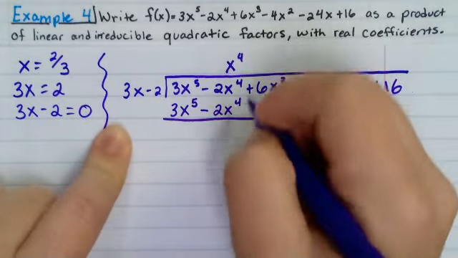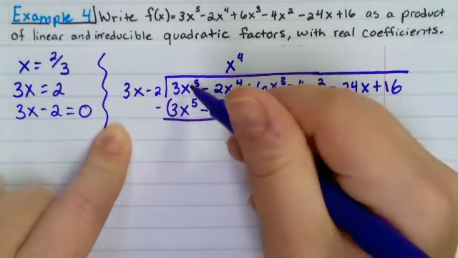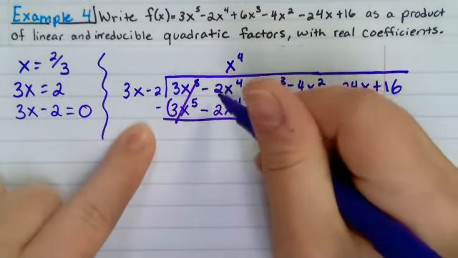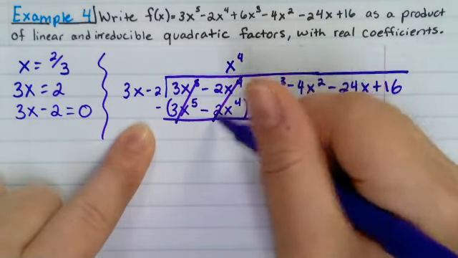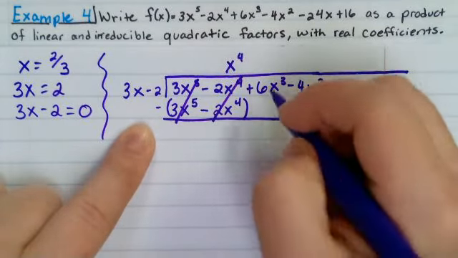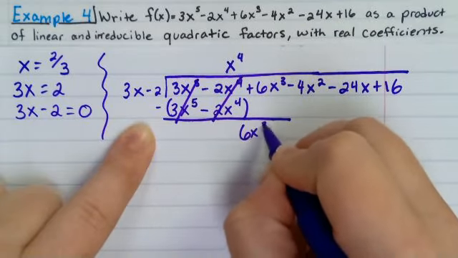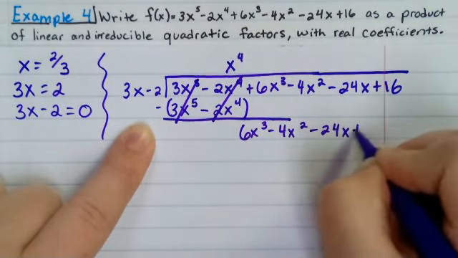Then we subtract. When I do, the 3x to the 5th minus 3x to the 5th goes away. Negative 2x to the 4th minus a negative 2x to the 4th also goes away. I'm just going to bring the other terms down. We have 6x cubed minus 4x squared minus 24x plus 16.